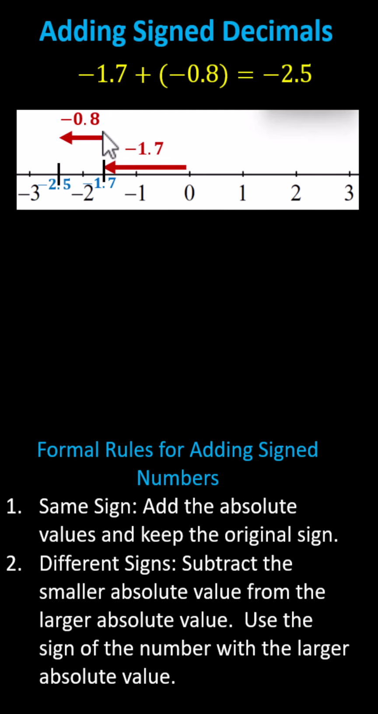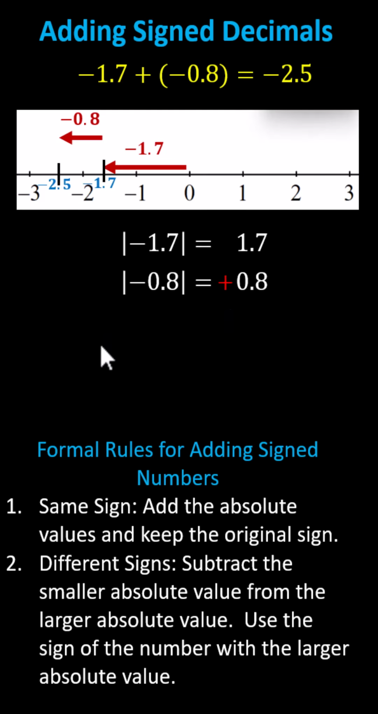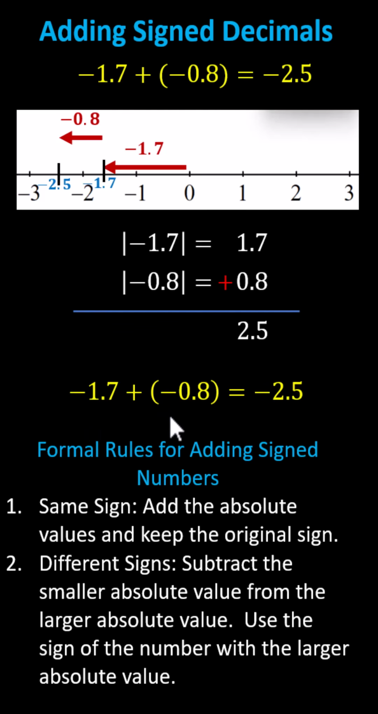The formal rules include the idea of the absolute value. Because we're adding numbers with the same sign, the formal rules state add the absolute values and keep the original sign. The absolute value of negative 1 and 7 tenths is 1 and 7 tenths. The absolute value of negative 8 tenths is 8 tenths. And now we add. Notice the sum is 2.5 or 2 and 5 tenths, but because the original numbers were negative, the original sum is negative 2.5.